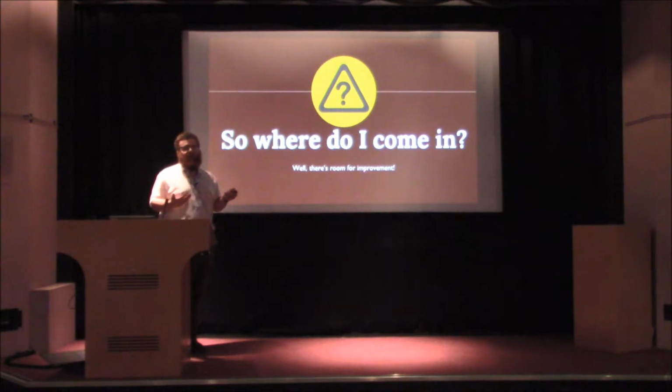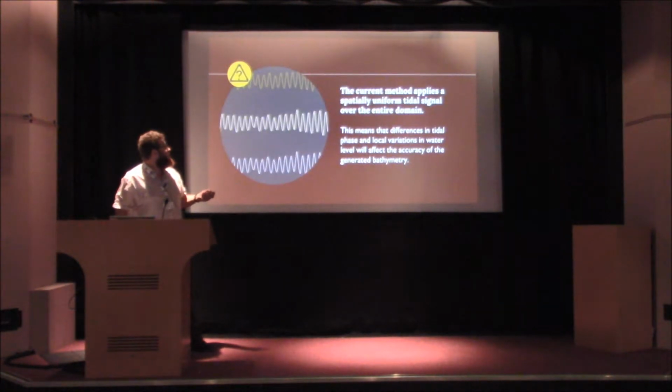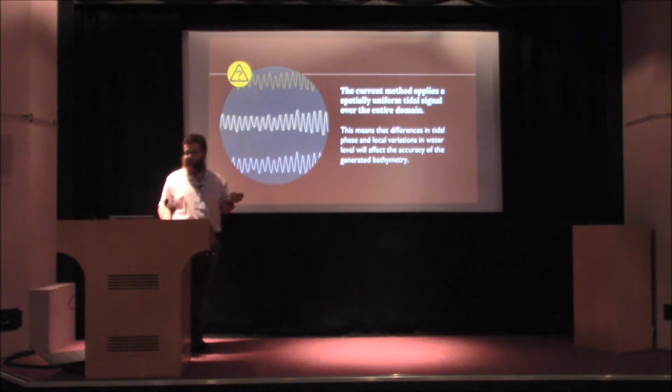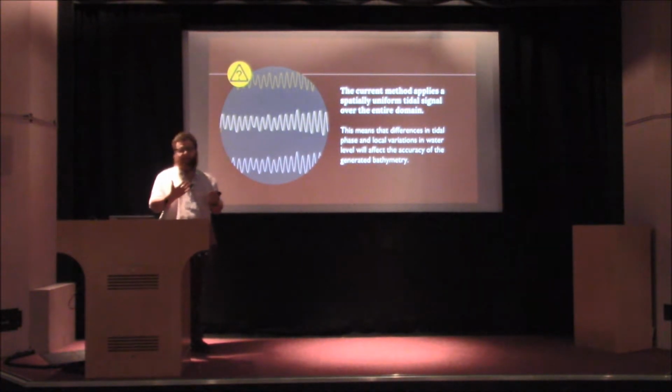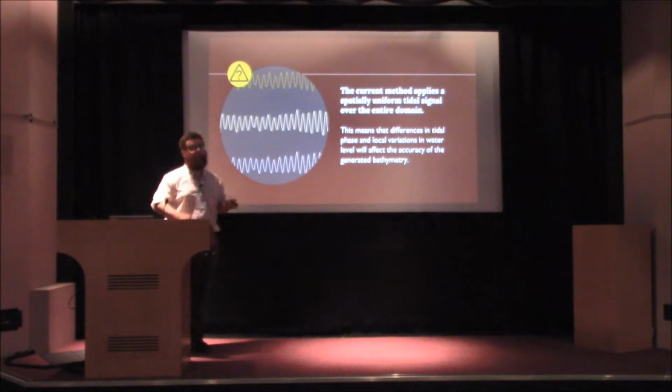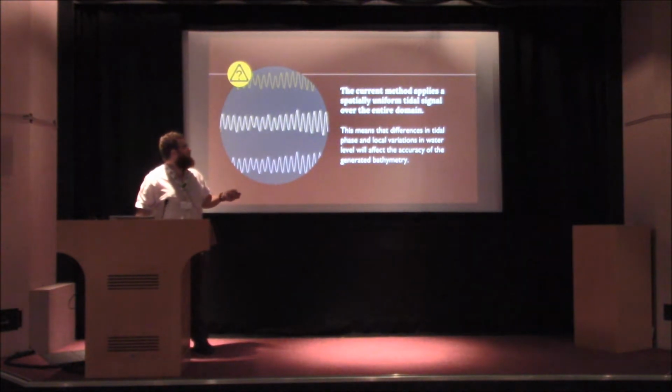So yeah, where do I come in? It's trying to find this spatial variation in water level. As I say, the current method uses a spatially uniform tidal signal over the whole domain. So any local differences in water level or tidal phase differences are going to affect the accuracy of the generated bathymetry. And that's highlighted as the main source of inaccuracy in the paper about that method that's previously been developed.